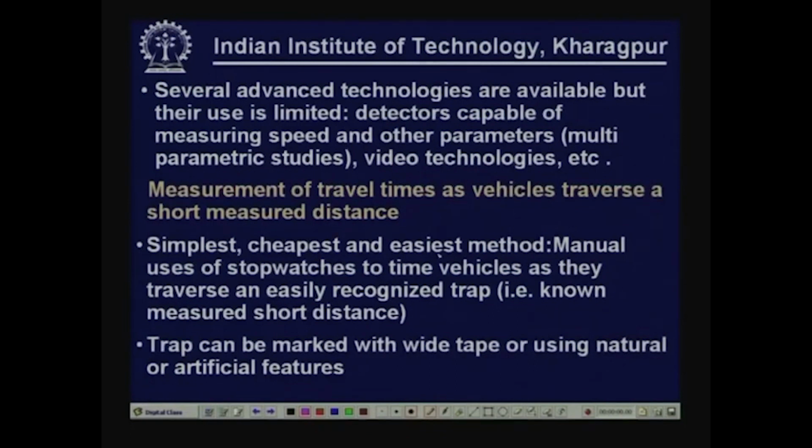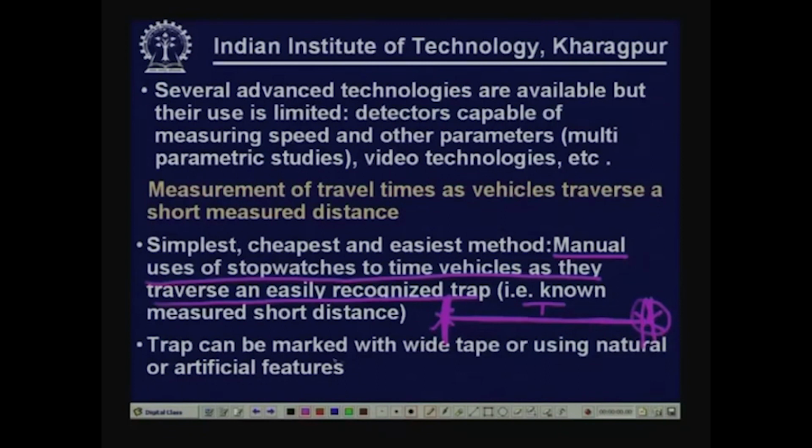Coming to the measurement of travel time as vehicles traverse a short measured distance, it is the simplest, cheapest and easiest method. Basically, we manually use stopwatches to time vehicles as they traverse an easily recognized trap. We observe using the stopwatch when the vehicle enters here and when the same vehicle leaves, and how much time it has taken to travel this distance. We press the stopwatch here to start it, and press it again as the vehicle exits the section. So we know the time required.